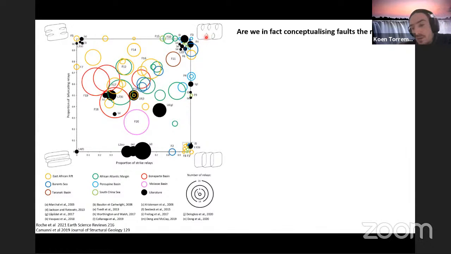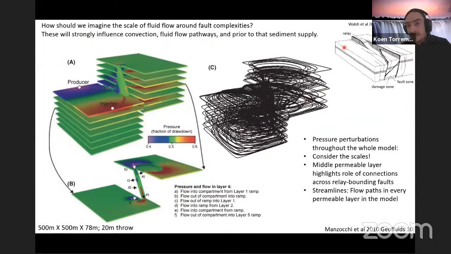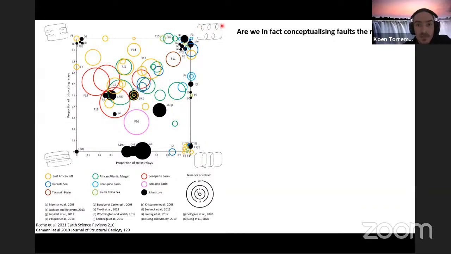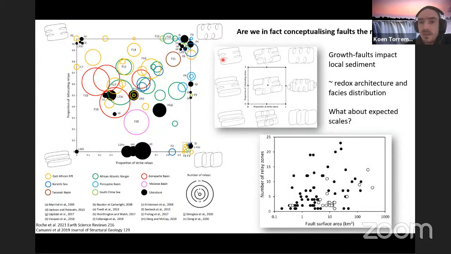And so when we talk about relay ramps, we often see them as these idealized sections with a ramp like this. But in fact, complexities along faults occur in many different shapes and forms. And this is just a figure to illustrate this, an analysis over many different basins where you have relay zones occurring in different geometries like this. And there's a whole range that you can get.